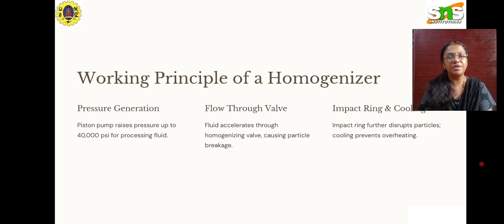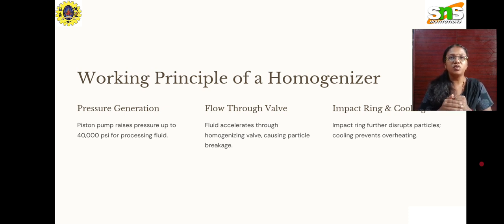So coming to the working principle of a homogenizer, how does a homogenizer work? It mainly relies on three things: pressure generation, flow through the valve and impact ring, and cooling. These are the three main parts of a homogenizer. The role of pressure generation is that, as we already know, it uses a piston pump to give high pressure, elevating the fluid to around 40,000 psi. This pressure is critical for effectively processing the fluid as well as preparing the subsequent homogenization stages.